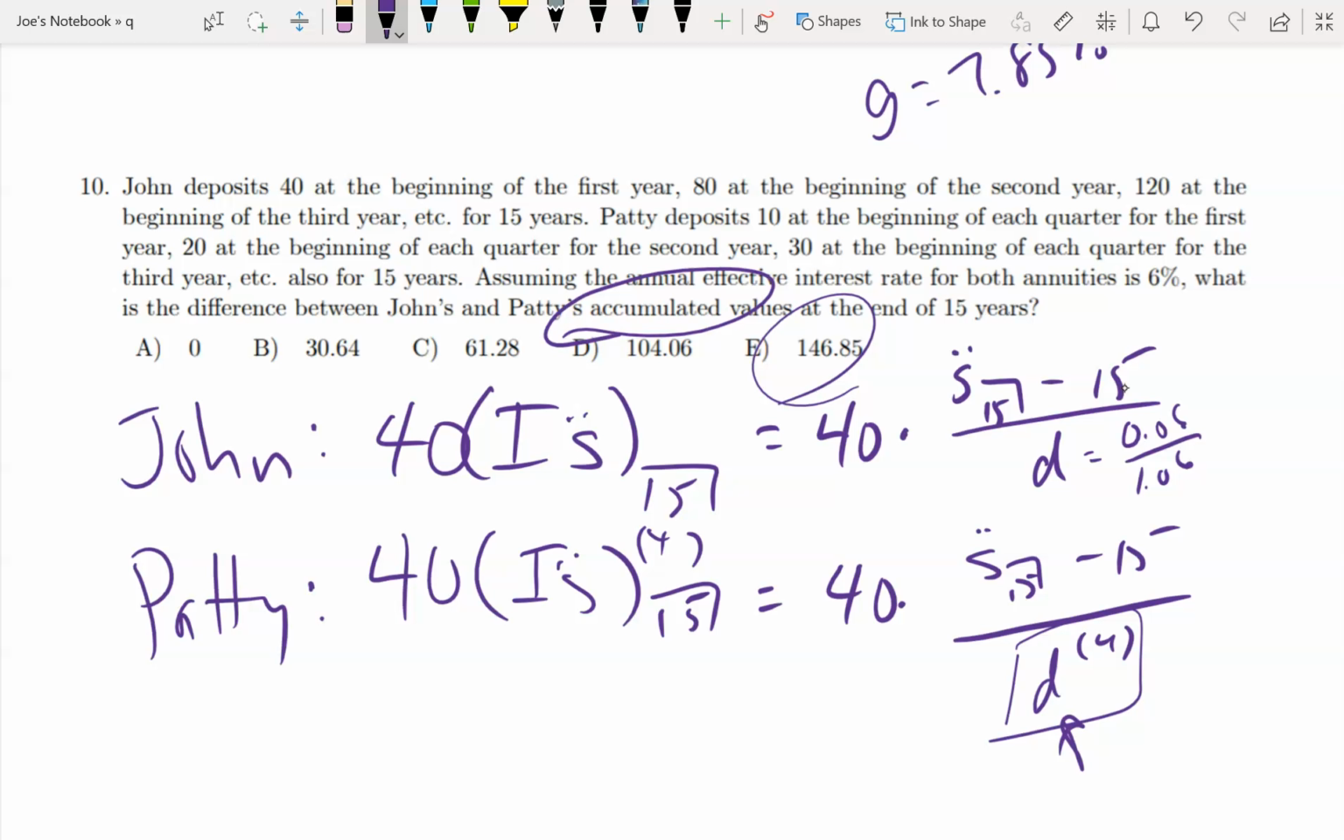Yep. Now, if it were the other way around, if it were the end of each period, then Patty would have had a higher value, because she would have been putting more in to start with and had its interest. So it's a matter of beginning versus end there, too.